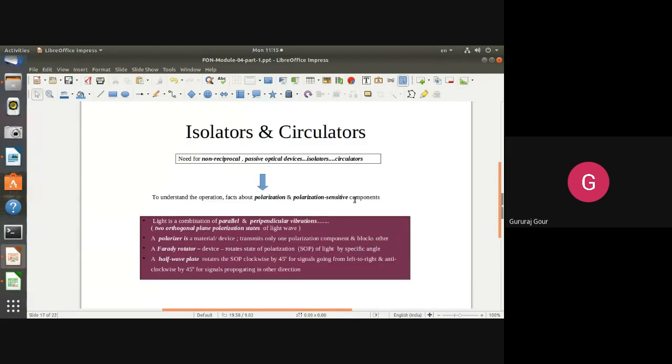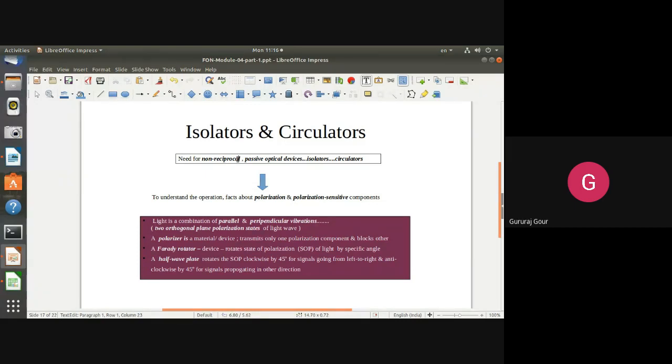Next, today we are also going to discuss another passive device which is going to support the implementation of your WDM technology, wavelength division multiplexer. Isolators and circulators. These are actually known as non-reciprocal passive optical devices. Non-reciprocal means, what do you mean by non-reciprocal? They are not reciprocating.